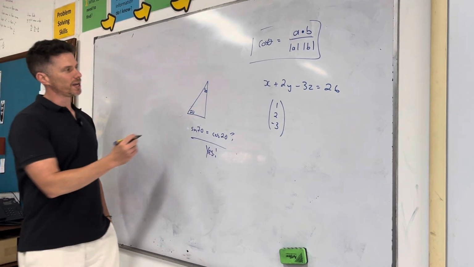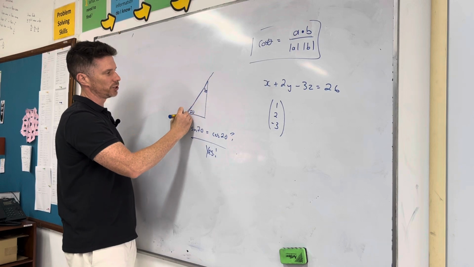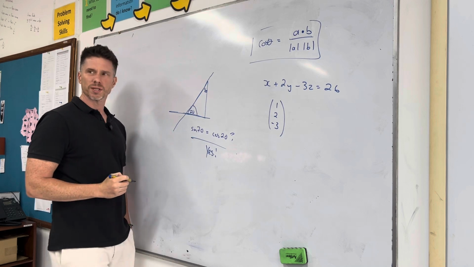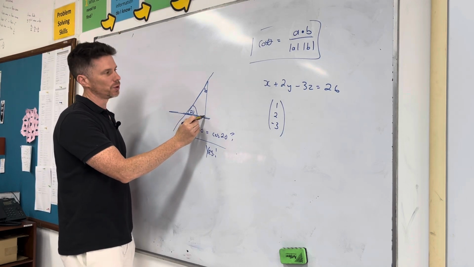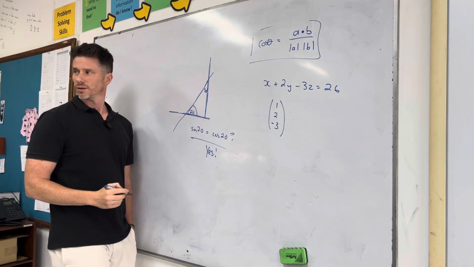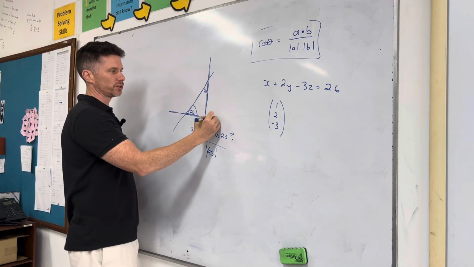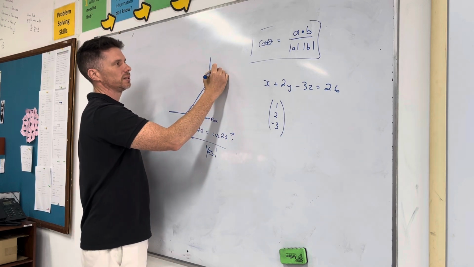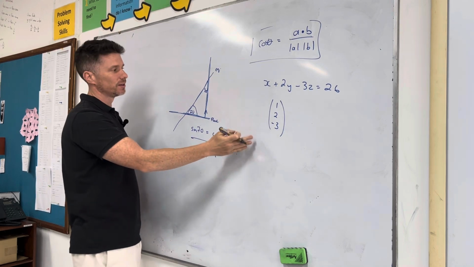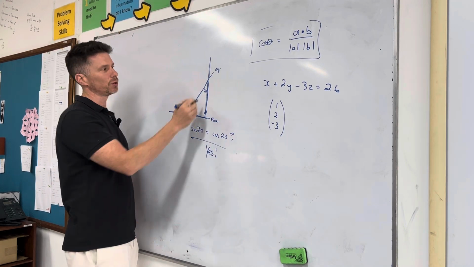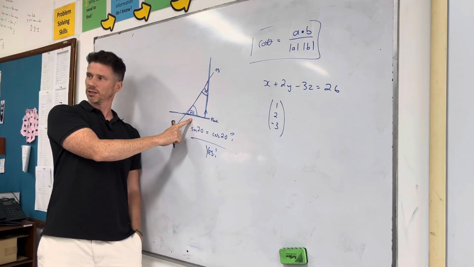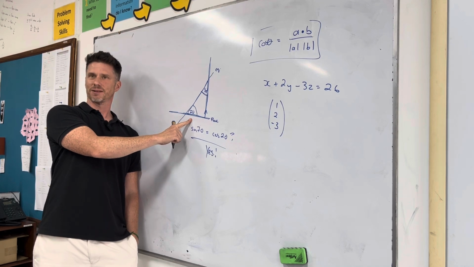So imagine that this is the vector equation and this is the plane. We don't have this vector, but we have the normal to the plane. So this is the plane, this is the equation, and we have the normal. We're going to use the fact that the sine of this angle is the same as the cosine of this angle, to get the same value.